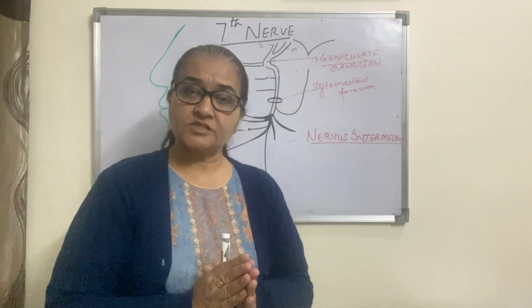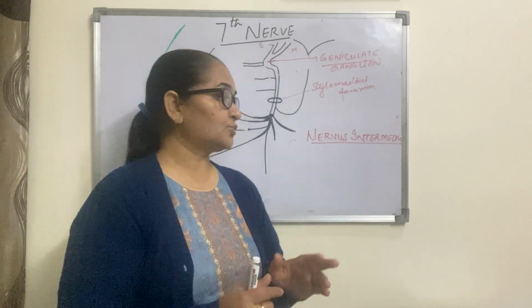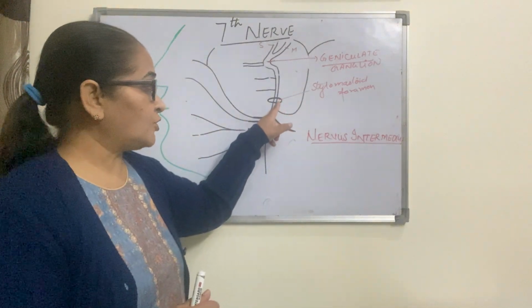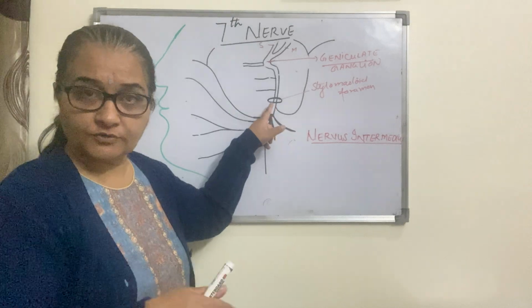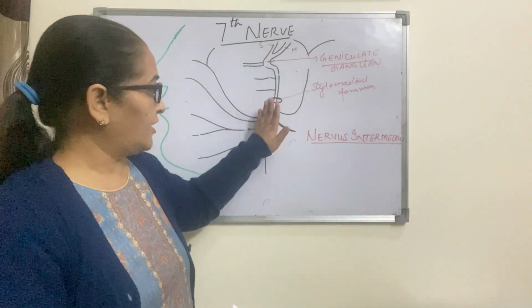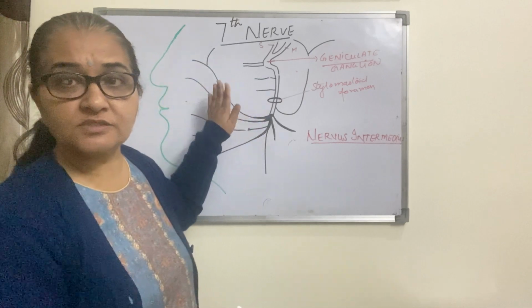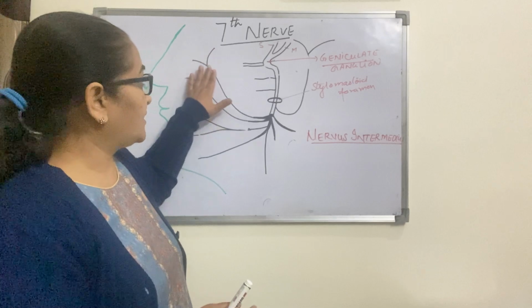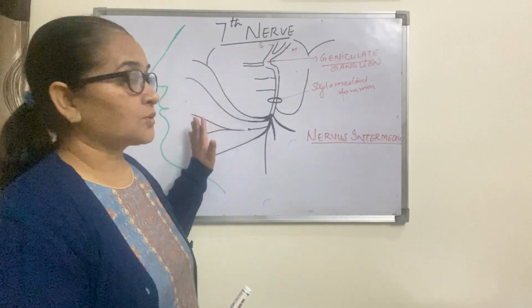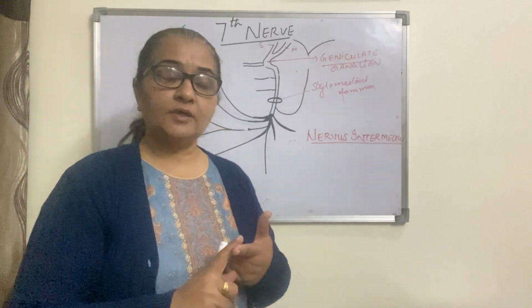Once it passes through the petrous part of the temporal bone, it leaves the cranium through the stylomastoid foramen. Having left the stylomastoid foramen and come out of the cranium, it enters the parotid gland. While traversing the parotid gland, at the anterior border of the parotid gland, this nerve emerges as a number of branches. That we will discuss. So this is the course of this nerve, starting from the brain and ending on the face.